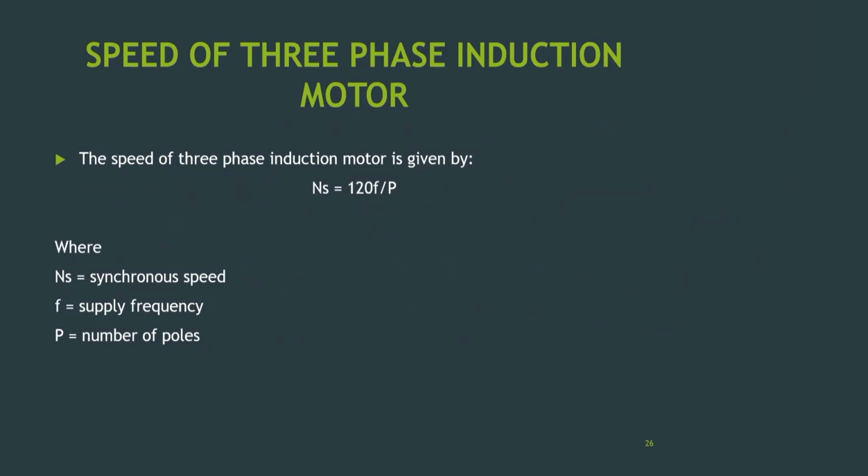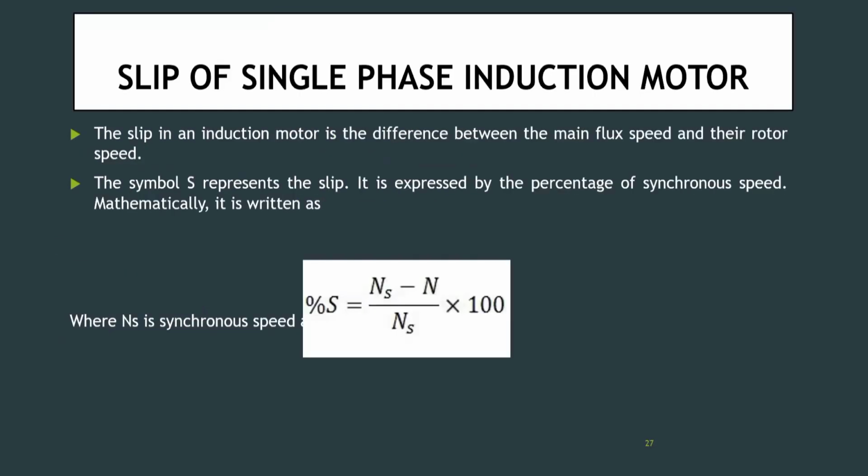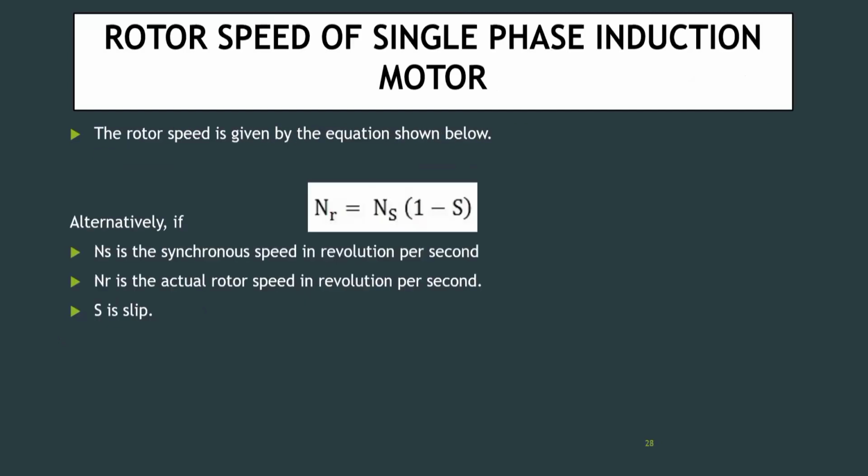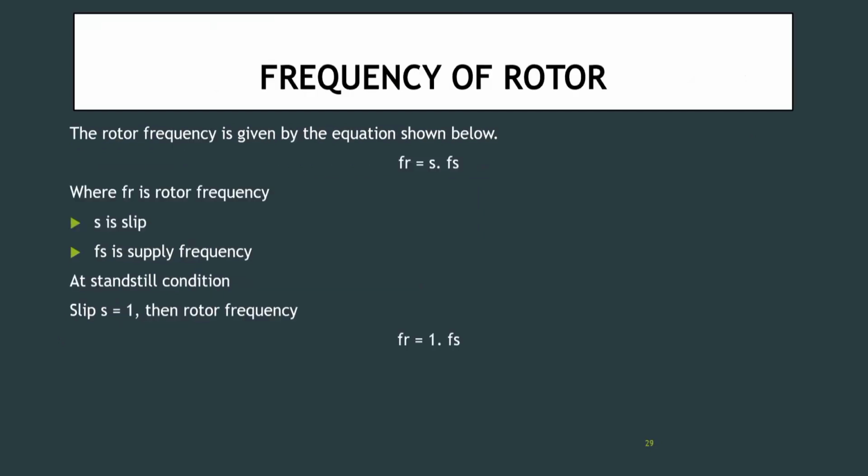Ns, the synchronous speed, is equal to 120 F upon P, where F is the frequency and P is the number of poles. Then there is the percentage of slip. If it is not given, then we can take the value of slip as 4% maximum. Otherwise, slip is Ns minus N divided by Ns, where Ns is the synchronous speed and N is the rotor speed. Sometimes the rotor speed is given, sometimes it is not; then you can calculate it with the help of slip. Please note it down. The rotor speed is given by the equation Nr is equal to Ns times 1 minus S, where Ns is the synchronous speed and Nr is the actual rotor speed.